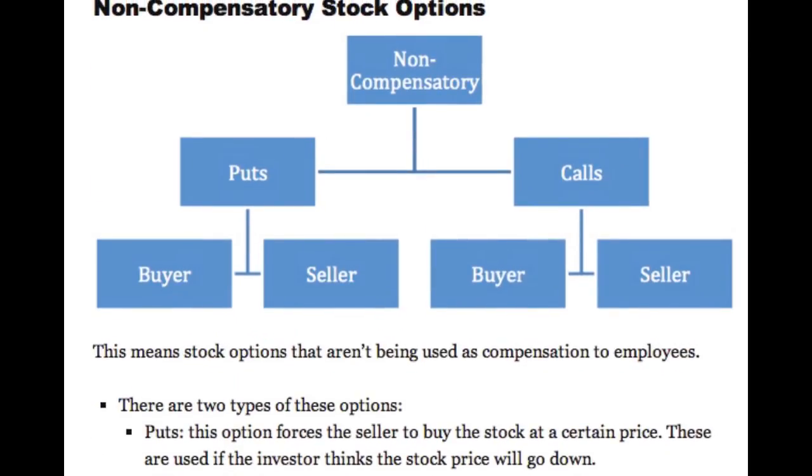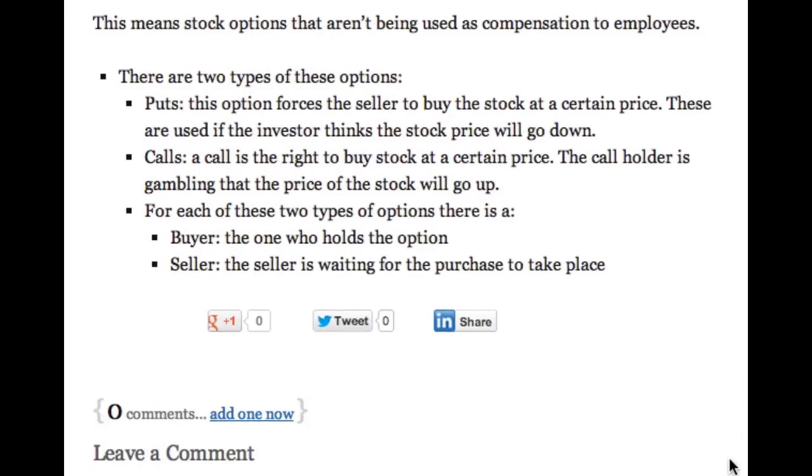So here is a graphic of non-compensatory stock options. Under non-compensatory stock options, there are puts and there are calls. Under each one, there's a buyer and a seller. They're non-compensatory, so it means they're not being used as compensation to employees. These are available to regular investors. Again, the two types are puts and calls.